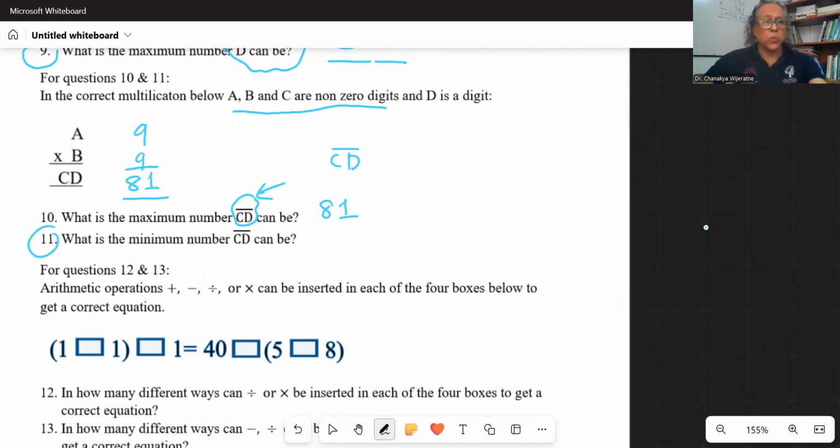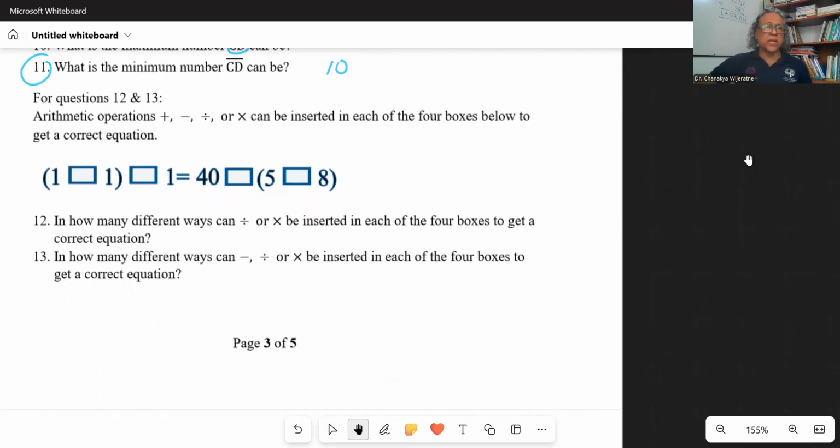Number 11, what is the minimum number CD can be, with a bar on the top? It is a two-digit number. So what is the smallest two-digit number? It is 10, right? Can we get 10 as a product of two digits A and B? Well, yes, 2 times 5 is 10. So the minimum number CD can be is 10. So that is easy.